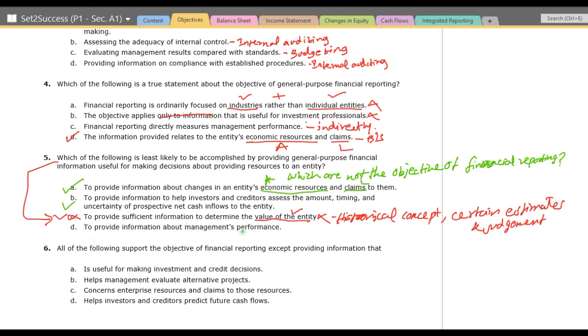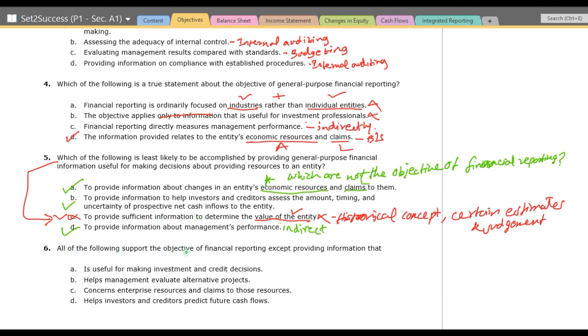To provide information about management performance. The financial statements provide indirect information about management's performance, so this option is correct. The incorrect option is that it will not provide you sufficient information to determine the value of the entity, because we use historical concepts, and we use certain estimates and judgments. So that's why this is the incorrect option, and for this MCQ, the other is the correct option.